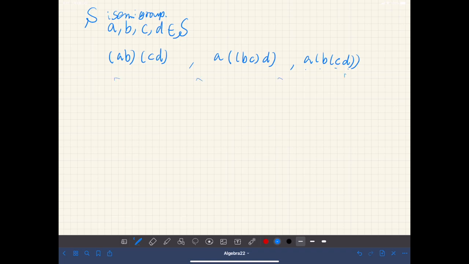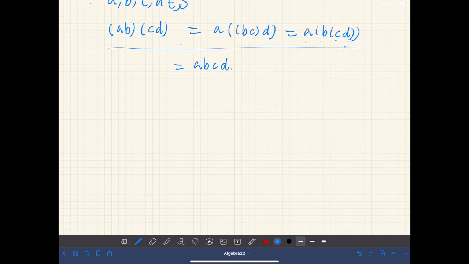But since S is a semigroup, we can apply the associativity, right? So if we do that, we can see that all of these are the same element. So these are actually equal. So without ambiguity, we can just ignore the parentheses and write all of these as just ABCD, without any confusion, because they all give the same result.